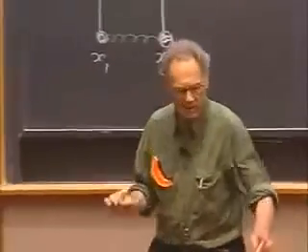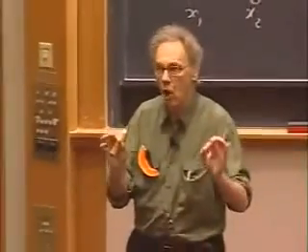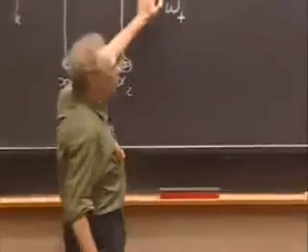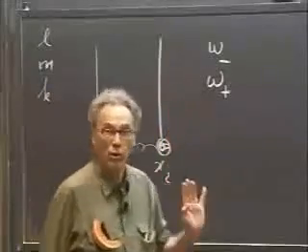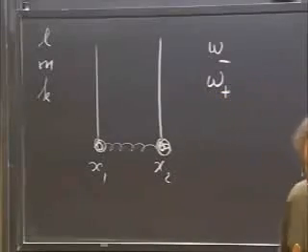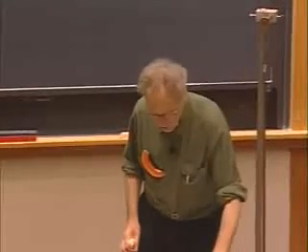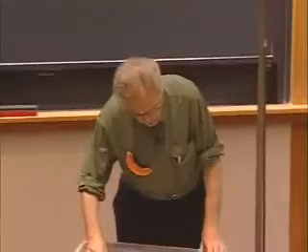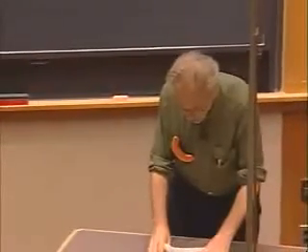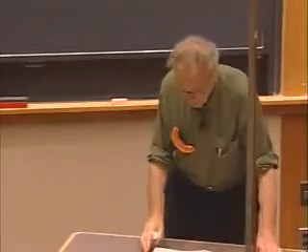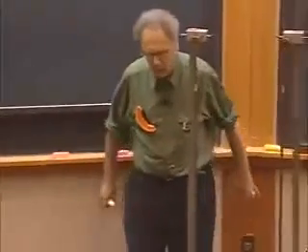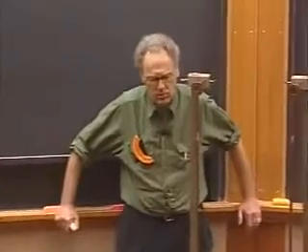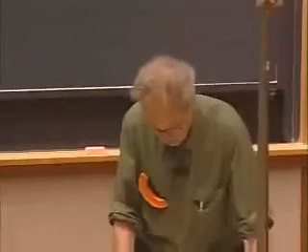I can excite, and I will excite, this system into its normal modes only. I can excite this normal mode alone and this normal mode alone if I choose the correct initial conditions. So for any randomly chosen initial condition, the motion of each object can be written as a linear combination of these 2 modes.